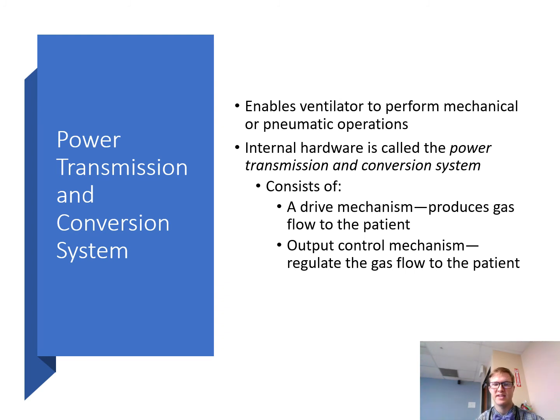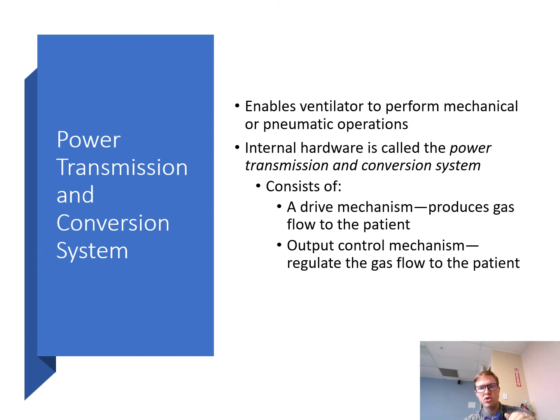So when we're looking at the power transmission conversion system, we already talked about this one a little bit, but as a quick review, this enables the ventilator to perform a mechanical or pneumatic operation. So our example before, this is the output control mechanism. It's the device that produces gas flow to the patient. The example that we did earlier was a piston that's powered by an electrical motor. You plug it in and then this piston just moves back and forth, right? So that's an example of this.